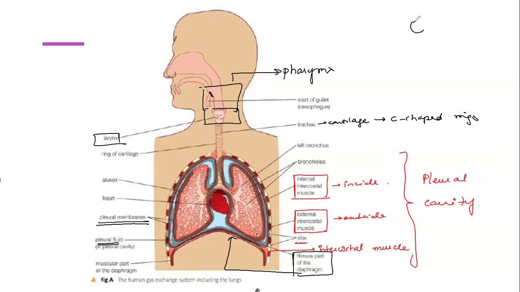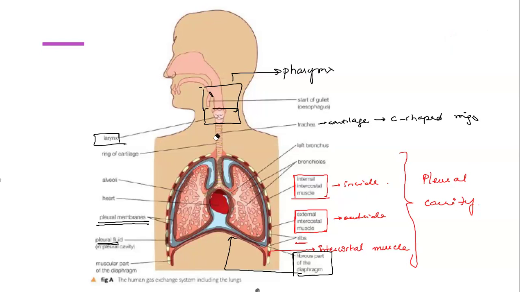Like this. So you have these C-shaped rings that are all arranged one on top of the other to make a tube, to make our trachea, basically, right? This is how the trachea is actually made, due to the arrangement of these C-shaped rings. So the trachea is made up of cartilage.